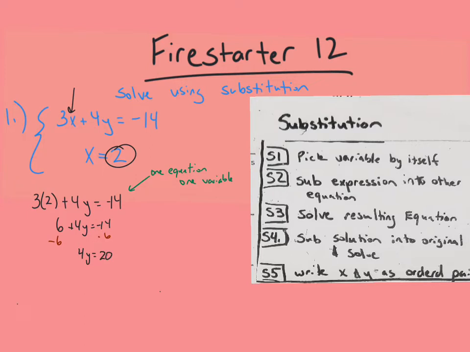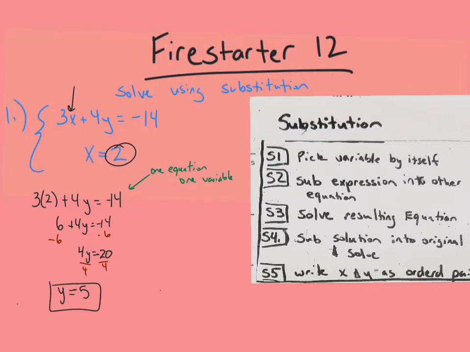Now I'm going to divide both sides by 4 because that's how I get rid of the multiplication. I end up with y equals, it should be negative 20, so it should be negative 5.